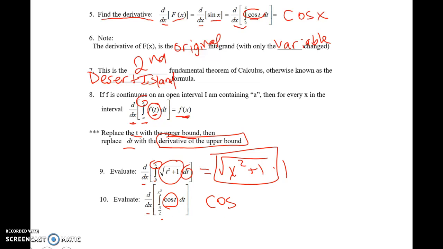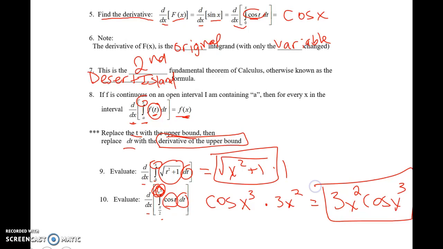Let's try 10. The derivative of an integral of a function is going to bring us back to the same function, except change t to the upper bound, x cubed, and then multiply by the derivative of the upper bound, 3x squared. And so I'm just going to rewrite it with 3x squared in front. And this is the second fundamental theorem of calculus.